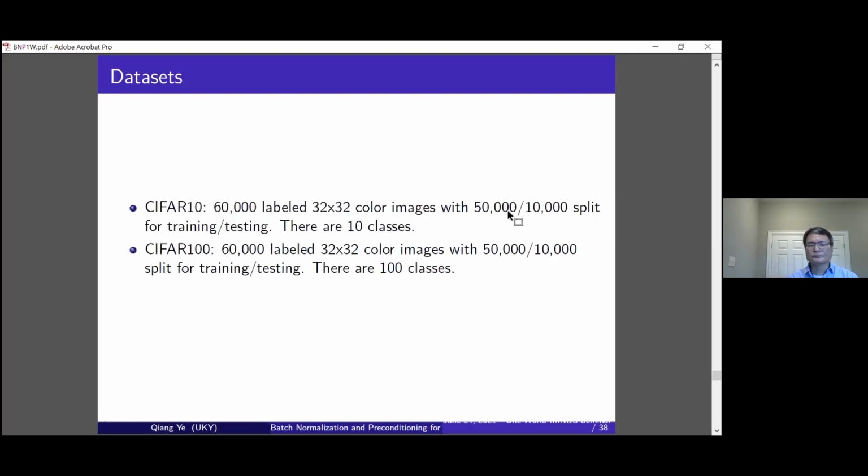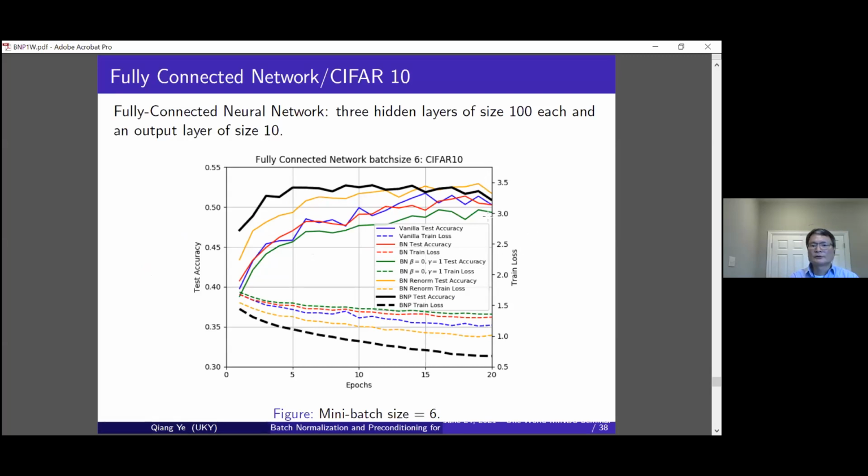Okay, so I want to show you some experimental results. I'm going to use the standard datasets CIFAR 10 and CIFAR 100. Those are color images. CIFAR 10 has 10 classes, CIFAR 100 has 100 classes. First I want to show you the fully connected network with CIFAR 10. Here we have a very simple network that's used in the original BN paper test. It's 3 hidden layers of size 100 each and an output layer of size 10.